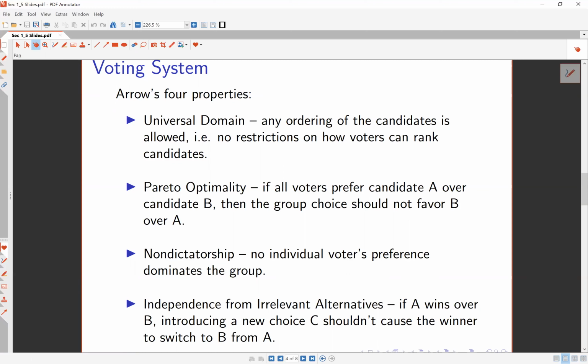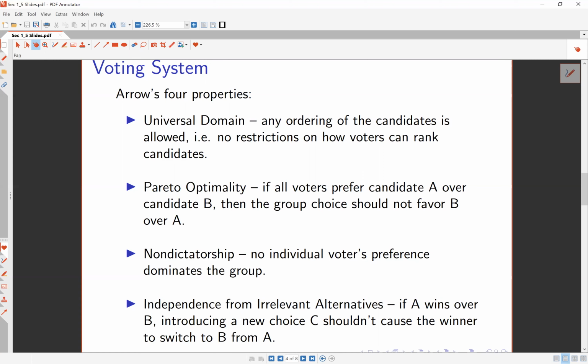Second property is Pareto optimality. What this means is that if we're looking at an election with 2 candidates, A and B, maybe other candidates, maybe not, but if all voters prefer candidate A over candidate B, then when we combine the ballots, B shouldn't come out ahead of A. So if everyone chooses A over B, then the system that combines the votes shouldn't somehow favor B over A.